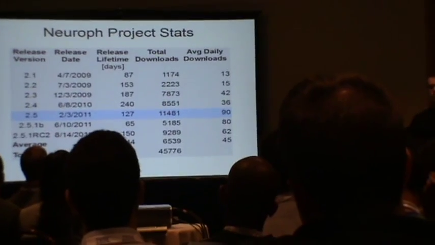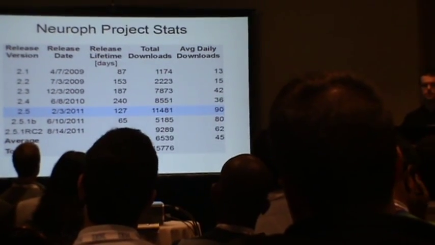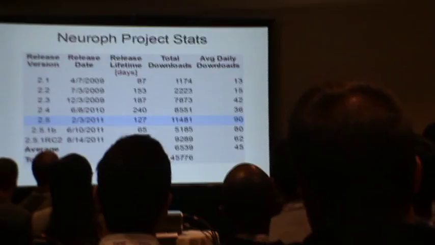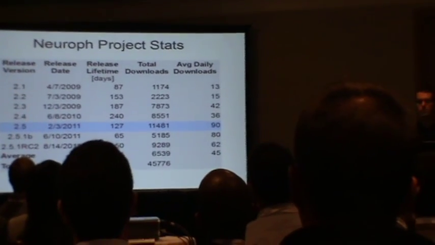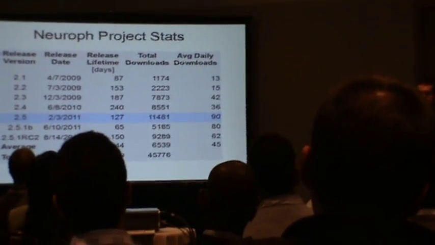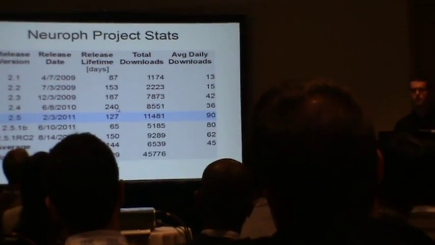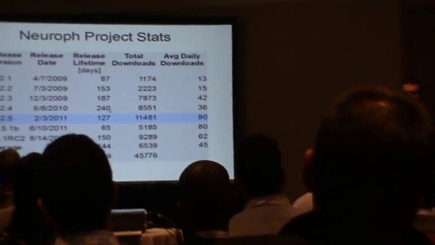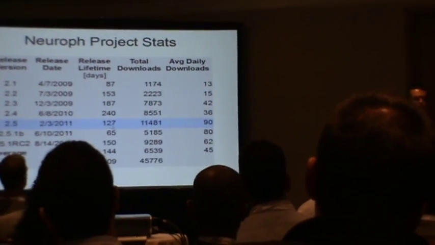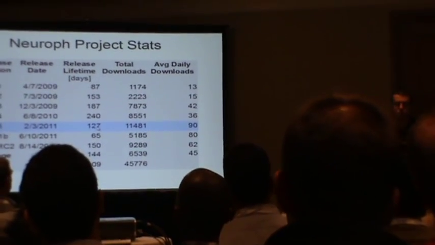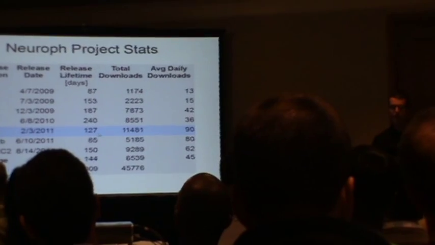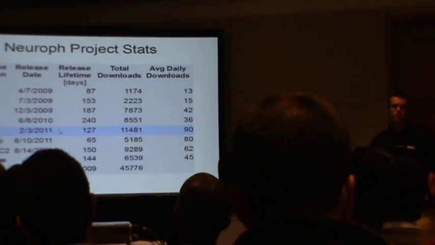So what I would like to show you here is that data for the version 2.5, it is outlined with blue, and you can see that the release lifetime of 2.4 was 240 days. This is because the development of 2.5 took a long time, and that's when we were porting to NetBeans platform.